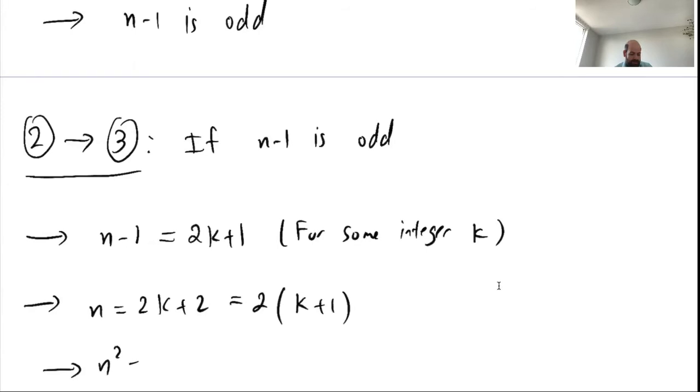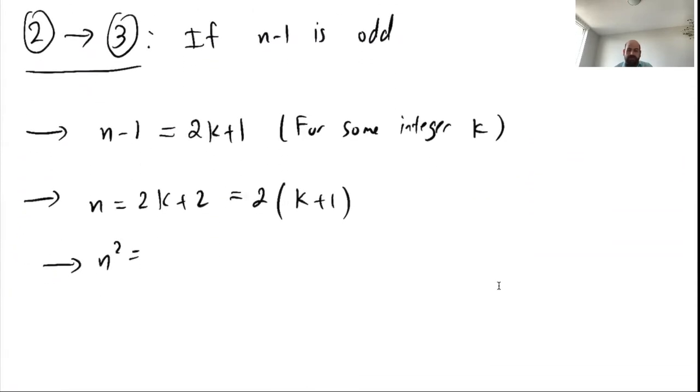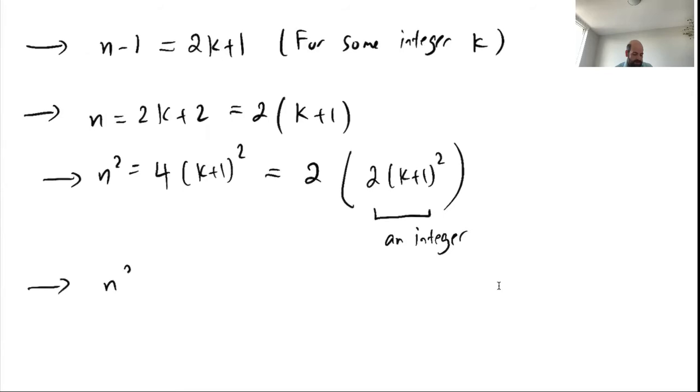So I want to show that n squared is even. n is 2 times k plus 1. n squared will be, if I raise both sides to power 2, 4 times k plus 1 squared, which is 2 times 2 times k plus 1 squared. Even means what? 2 times an integer. Well, I wrote it as 2 times this guy, and this guy, of course, is an integer, because k is an integer, so k plus 1 is an integer, k plus 1 to power 2 is an integer, and 2 times that is also an integer. So that means n squared is even.